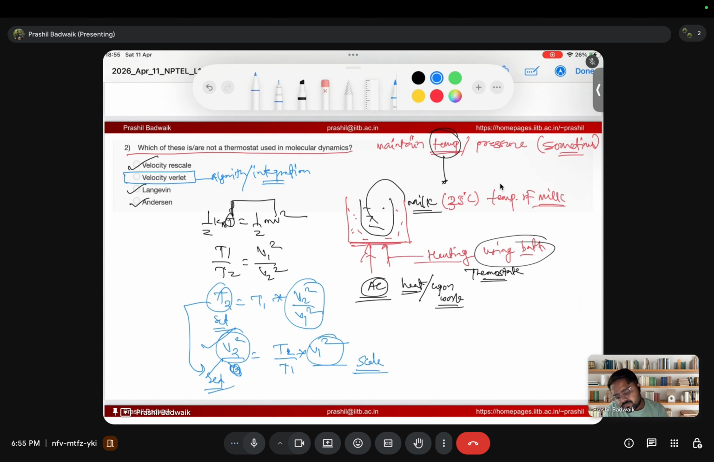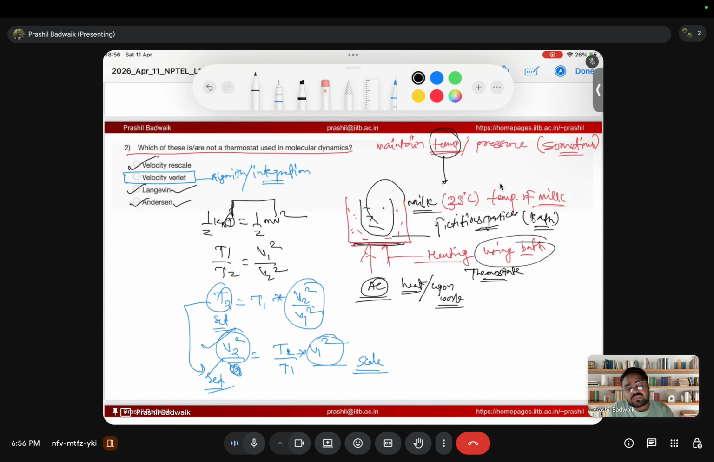This is V rescale. Let's say I have a system and I'm keeping it in a bath. There is some fictitious particle which is being used to decrease the temperature of the system, like this bath example that we have taken. We have to solve the equation of motion for the bath also. That is called the Langevin thermostat.